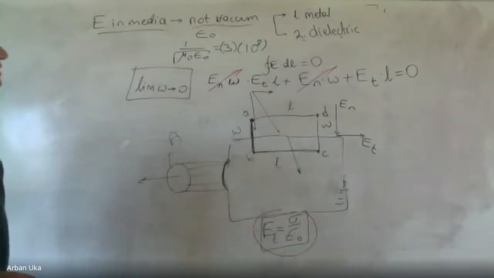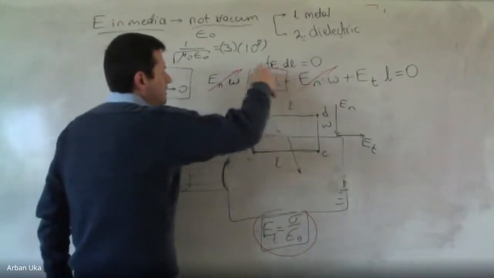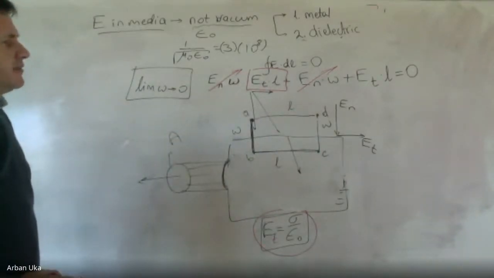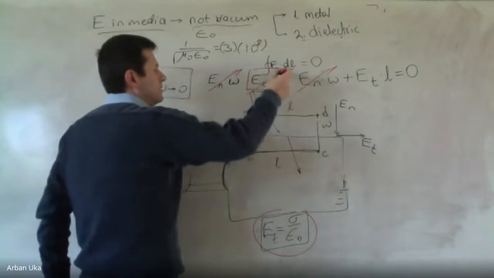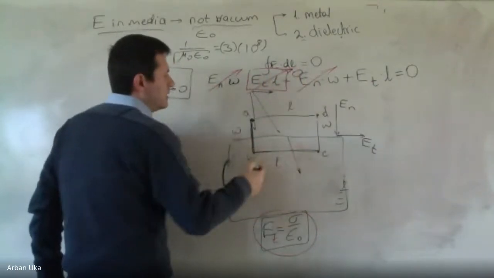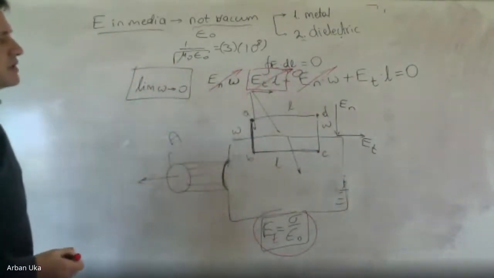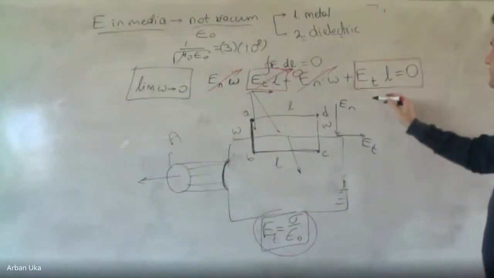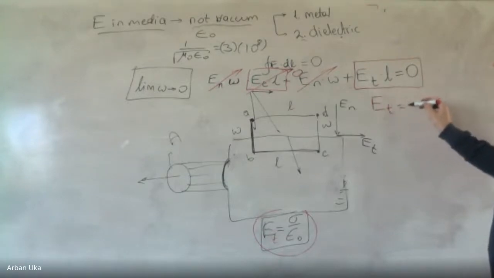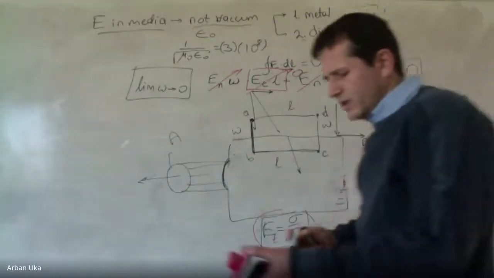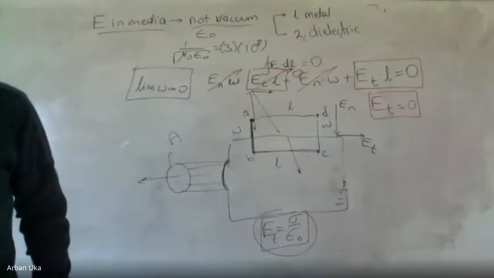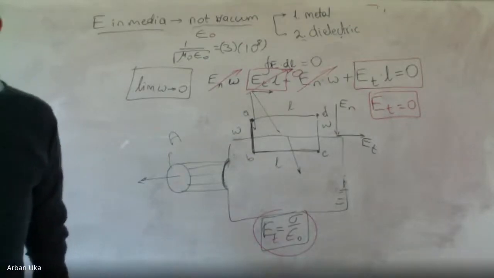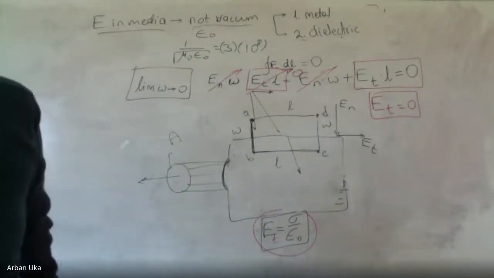And then, let's not forget that this term was for the path from B to C, and inside the metal the electric field is equal to zero. So this is equal to zero, which means that we are left only with this term here, which means that the tangent component is zero. So this is another way to prove that the tangent component of the electric field in the proximity of a metal is going to be equal to zero.